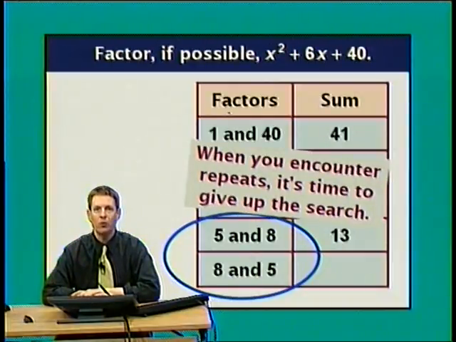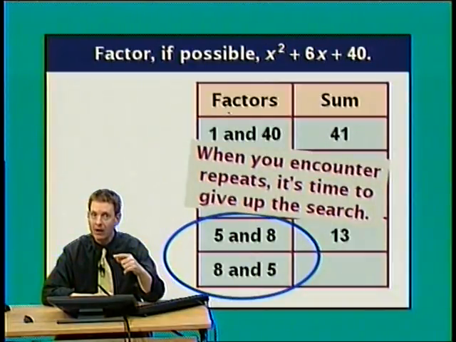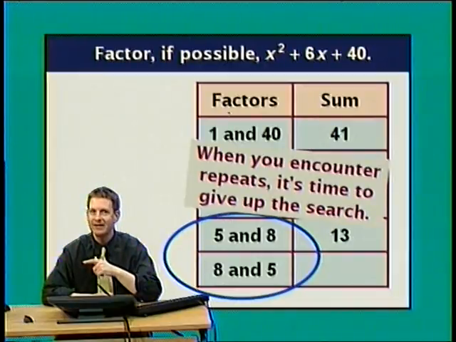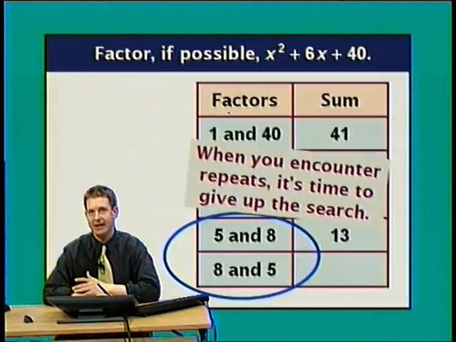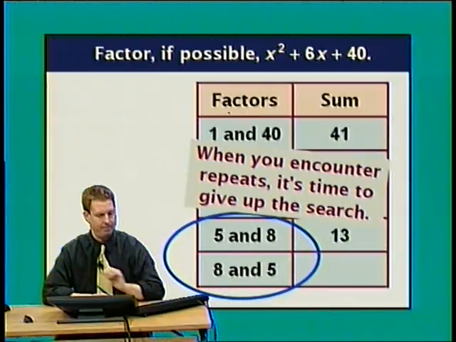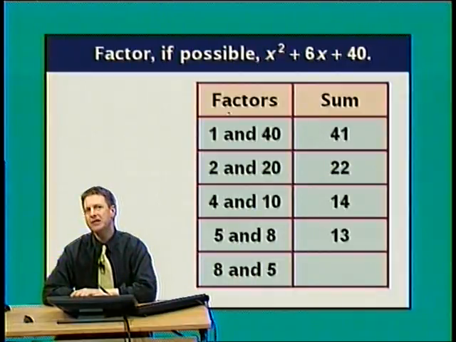When you encounter repeats, if you're being methodical like this, 1, 2, 3, 4, 5, 6, 7, 8, etc., it's time to give up the search. You've found all the potential pairs. None of the pairs worked, so it must be the case that this polynomial, this trinomial, is prime. Can you see now why I knew this wasn't going to work?